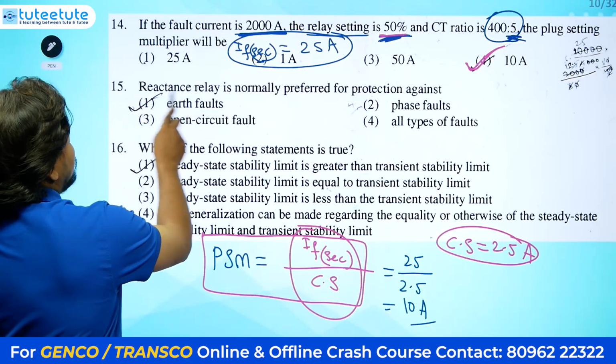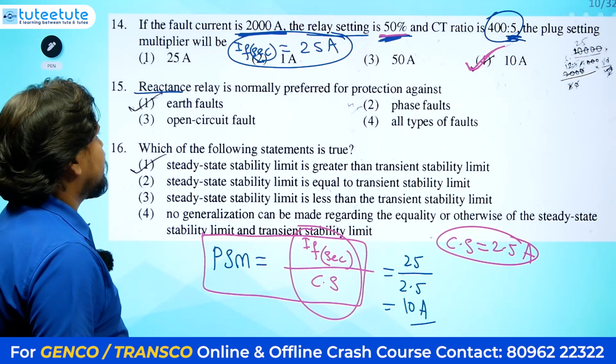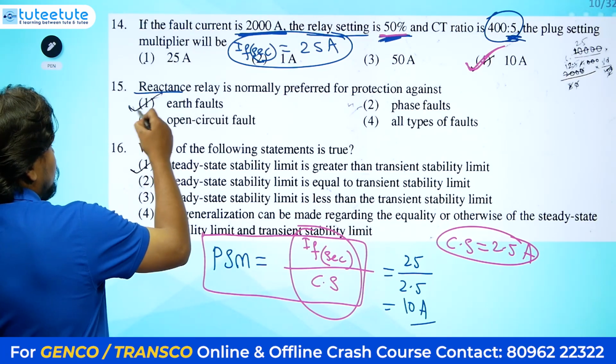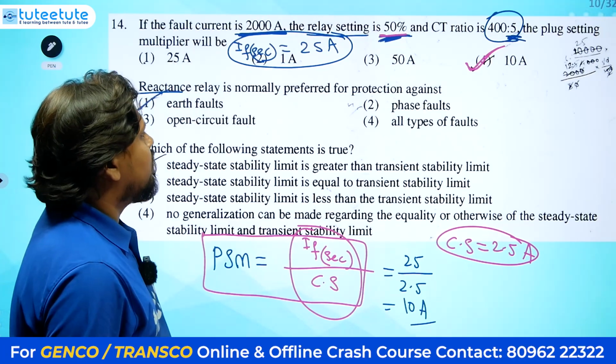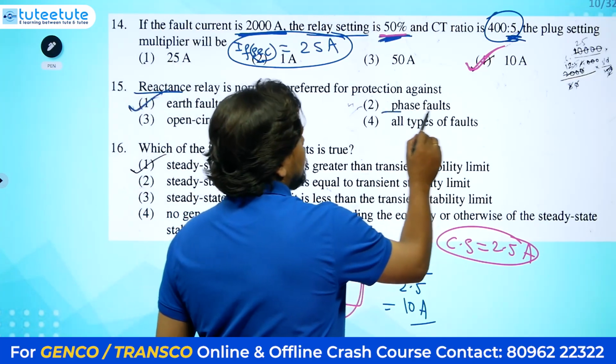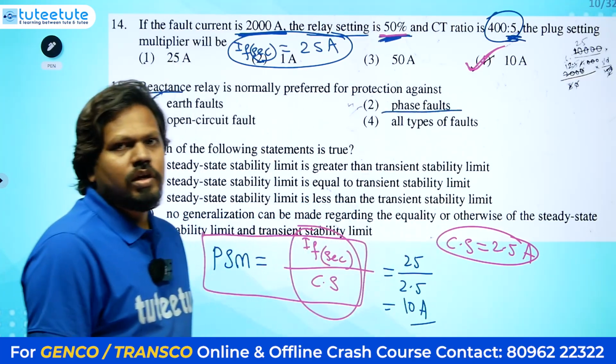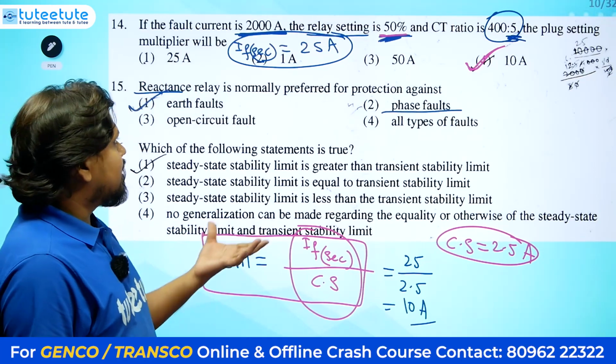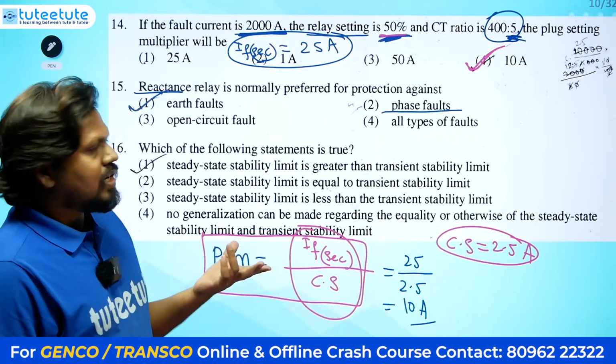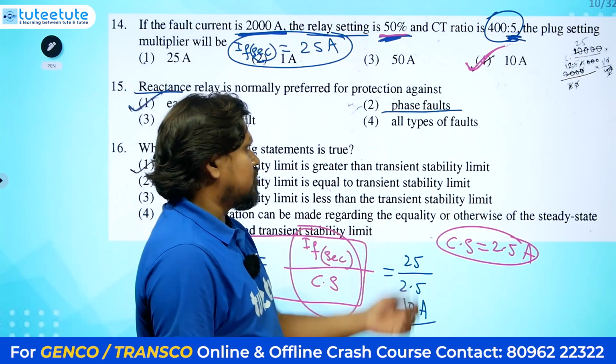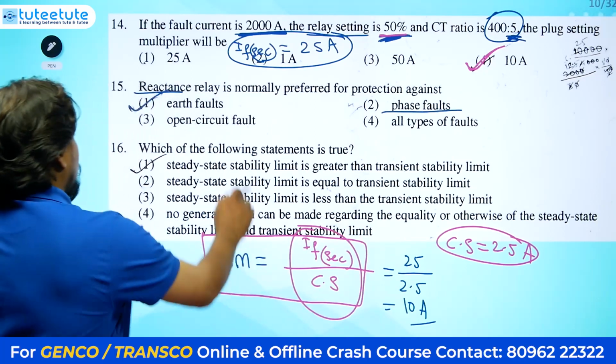Next one: reactance relay is normally preferred for protection against, okay, reactance relay. We will be using it for earth faults only. For phase faults, meaning internal faults, we will be using other methods. Not directly one relay, we will be using merz-price protection. And open circuit faults.